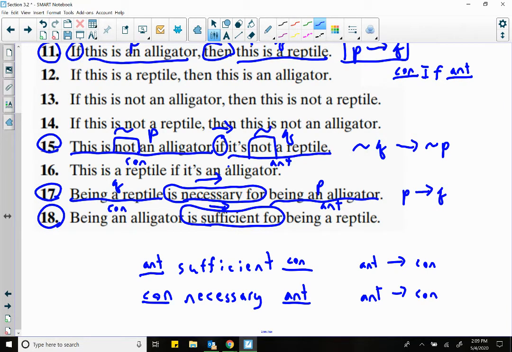All right, last but not least, we know sufficient is written in the correct order. So being an alligator, that's P. This guy is the antecedent. It's in the correct order. Being a reptile, that's Q. This guy is the consequent. So the symbolic notation for this is P arrow Q.